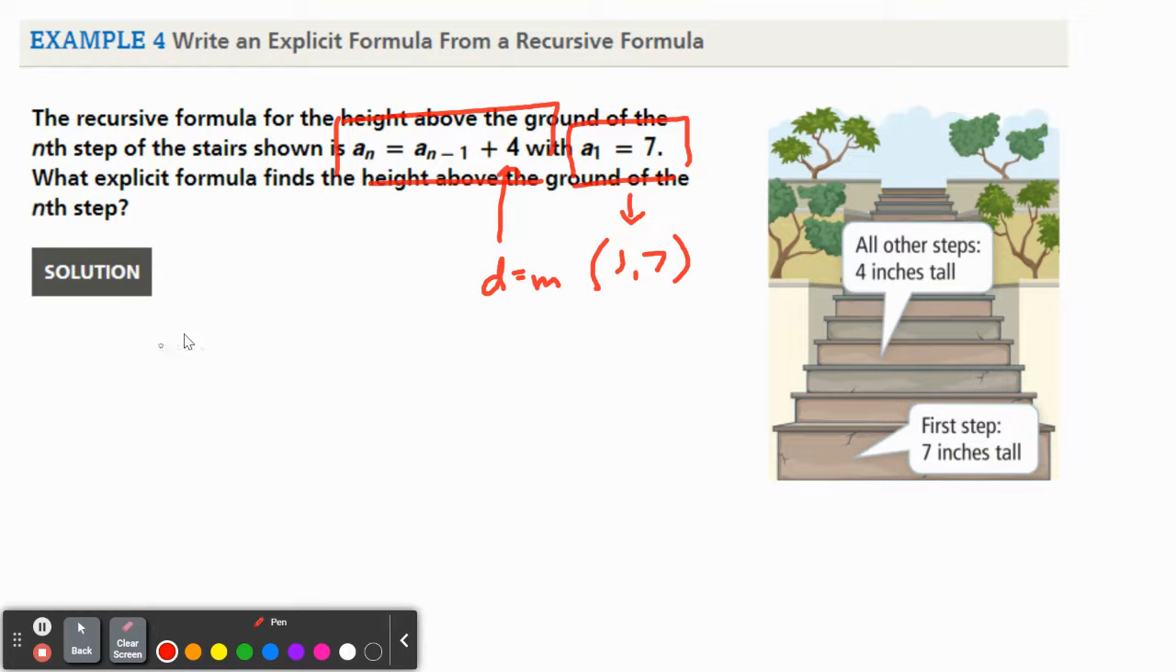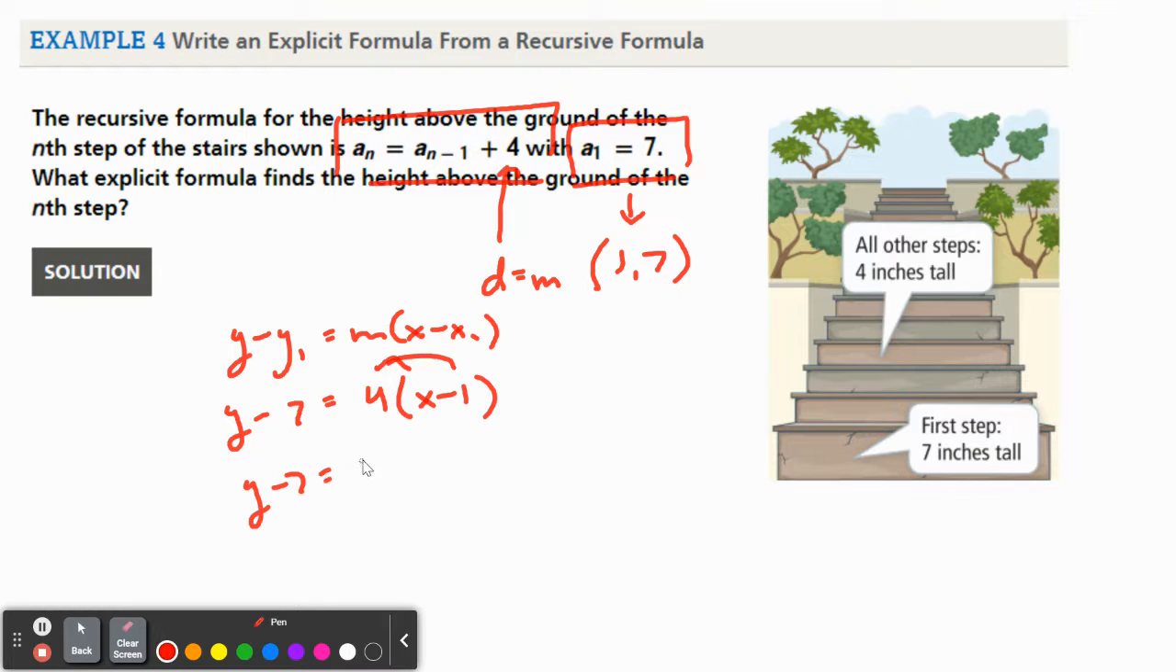So if I want to find the explicit formula, let's just do point slope form. y minus y1 equals m times (x minus x1). y minus your y1, which is 7, equals your m, which is 4, that common difference, times (x minus 1). And we're going to rewrite this in slope intercept form by distributing the slope, the 4. So y minus 7 equals 4x minus 4. And then add 7 to both sides to get y by itself. And your y is 4x plus 3. So this is your slope intercept form equation.